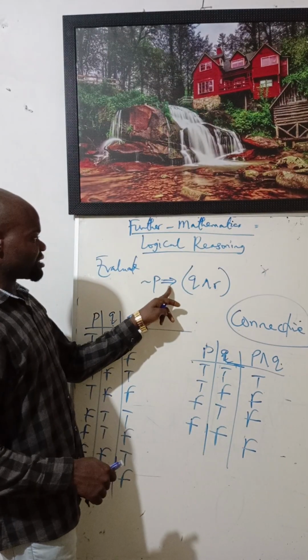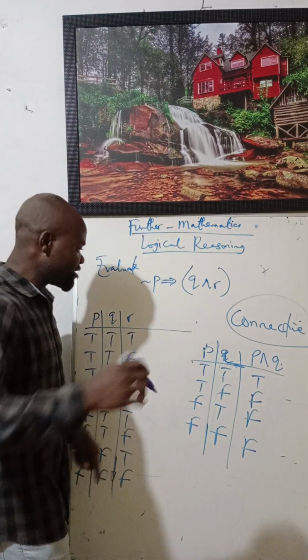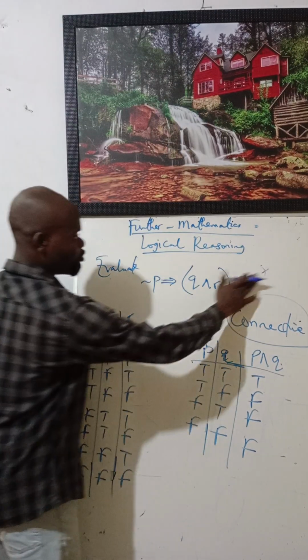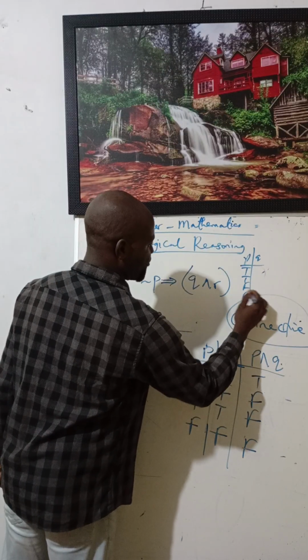Now the rule for implication, if then. Let me give the implication table. We have our same P, Q here. We have T, T, F, F, sorry.